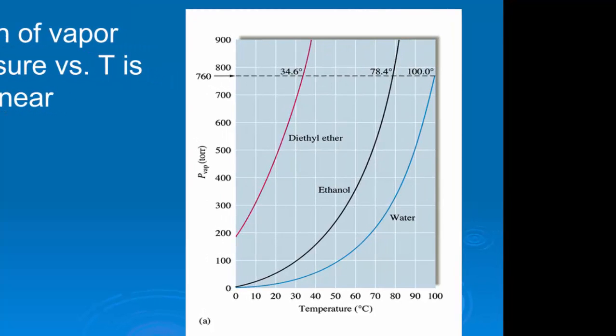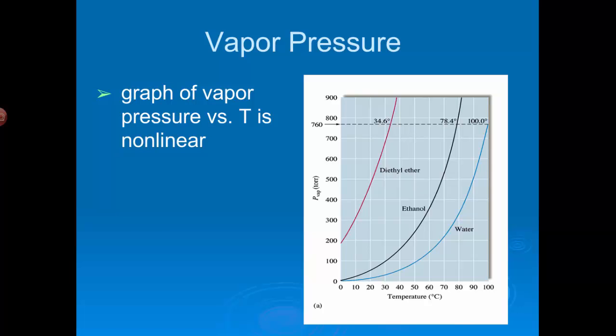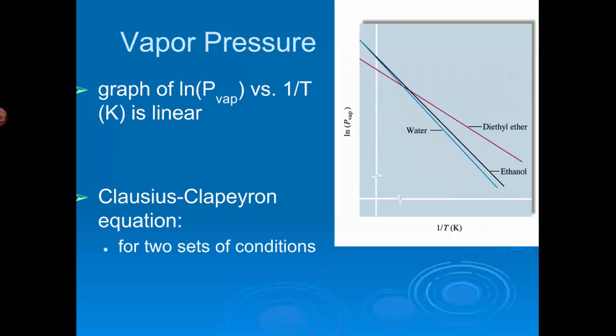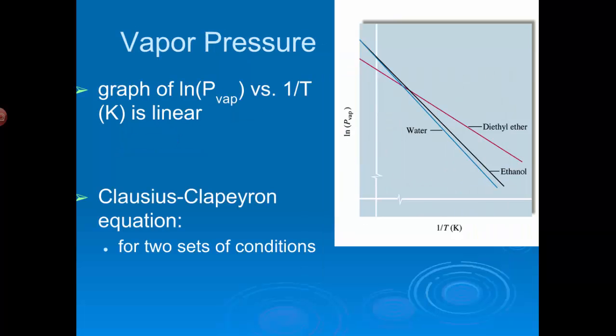So you can see diethyl ether is a fairly steep curve. Ethanol is a little bit shallower, and water is even shallower than that, and that just speaks to the intermolecular forces that are involved there. So while that may not be linear, if you take the natural log of the vapor pressure and plot it versus 1 over T, you get a line. That's because the nature of this relationship is a logarithmic relationship. So if we look at the graph of vapor pressure versus temperature, it's nonlinear, but if we take the natural log of the vapor pressure, the y value, and 1 over the temperature in kelvins, we get a linear equation.